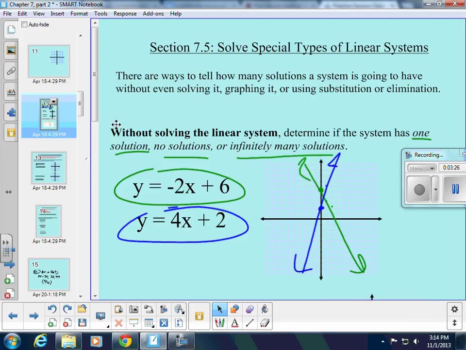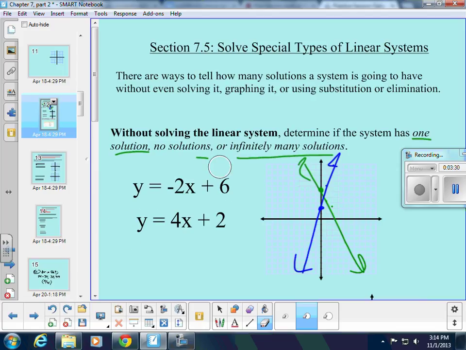But before I even make a graph, and in fact I don't even have to make a graph, students would be able to tell me just by looking at these equations in slope-intercept form if they're going to have one solution, no solutions, or infinitely many. It's by looking at the slopes. If the slopes are different, those lines are going to have to cross.